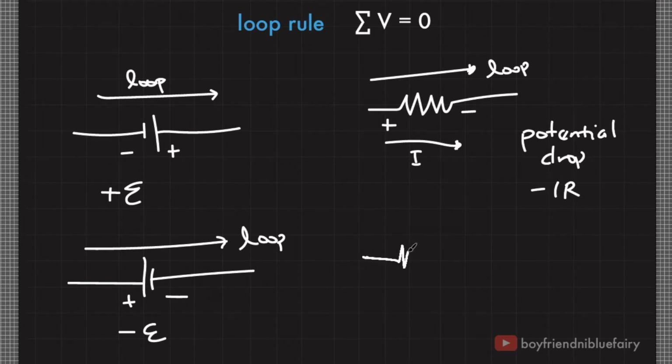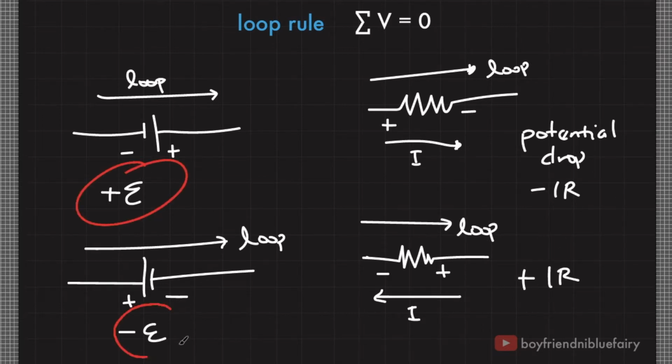Otherwise, if we have a resistor and the current flows this way, we can assume that the resistor has a positive terminal on this side and a negative terminal on this side because of the flow of current. And our loop is anti-parallel with respect to the current, then we have a potential rise. Please remember these sign conventions. We will use this in solving circuit problems using Kirchhoff's rules. Let's have some examples.